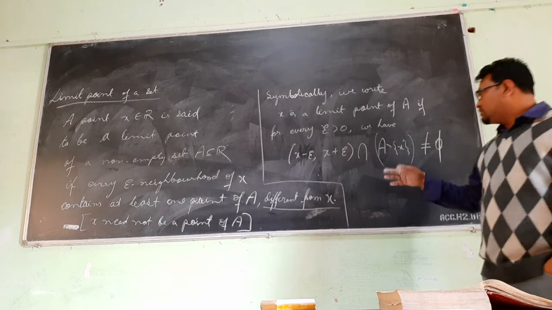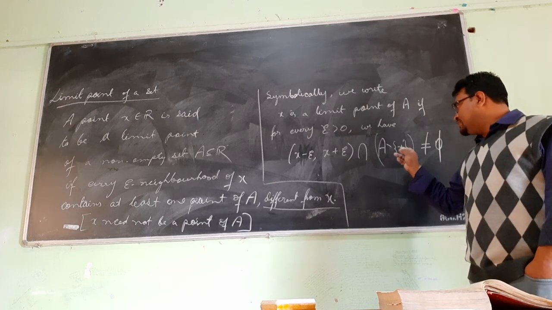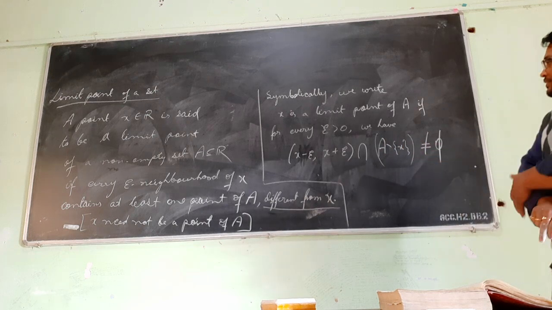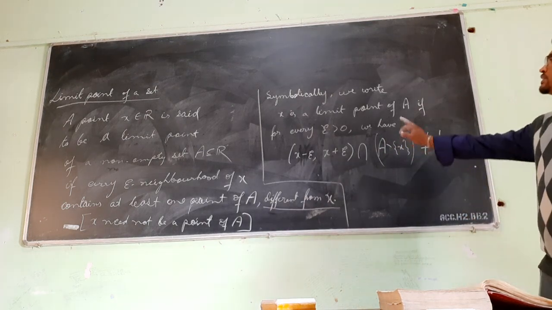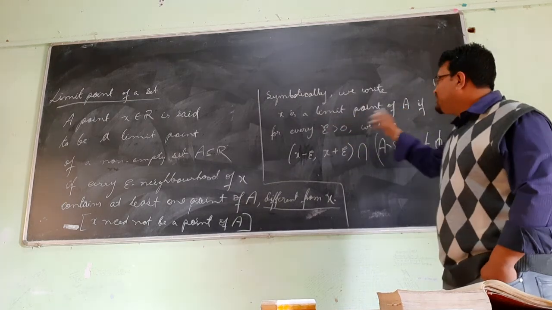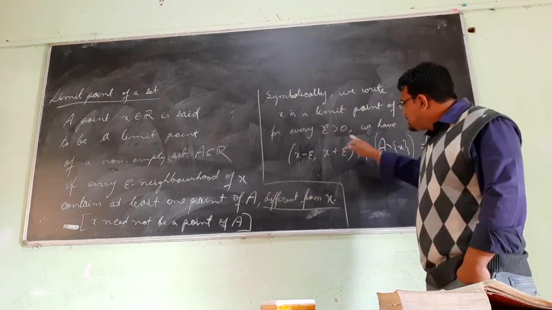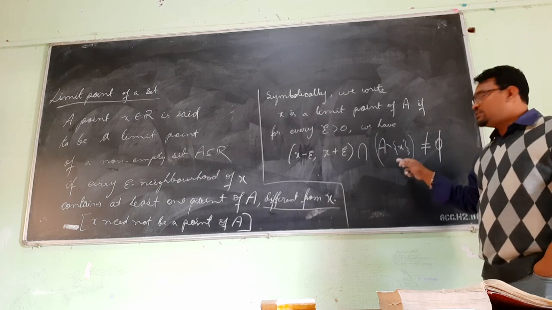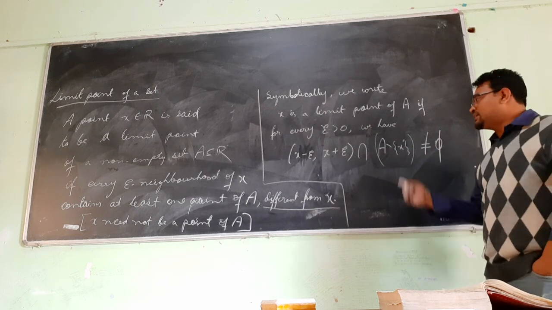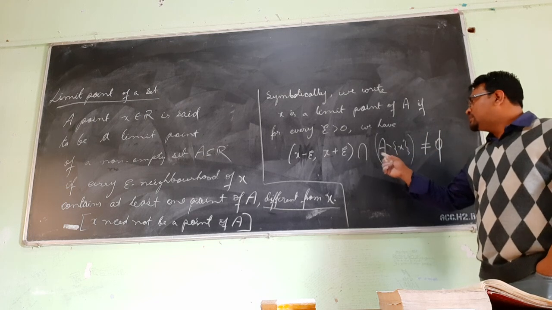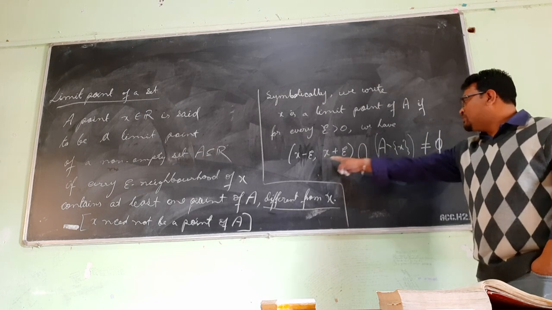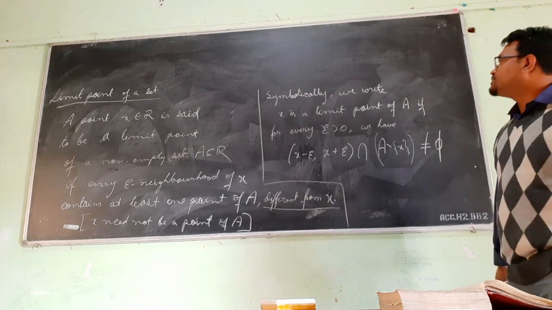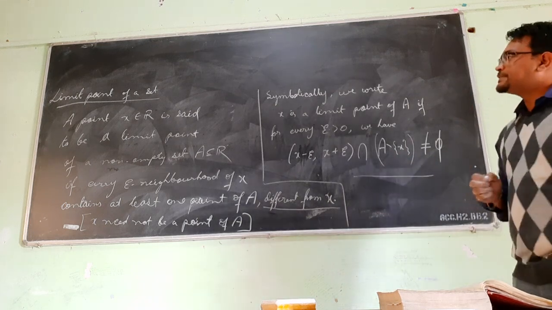If x is not there, then no problem. It may happen that x is inside A, so we have to separate that point. Symbolically, this is the definition: x is a limit point of A if for every epsilon, this epsilon neighborhood intersection with A difference {x} is a non-empty set. That means at least one point is there inside this epsilon neighborhood which is a point of A other than x. So that is the symbolic expression.